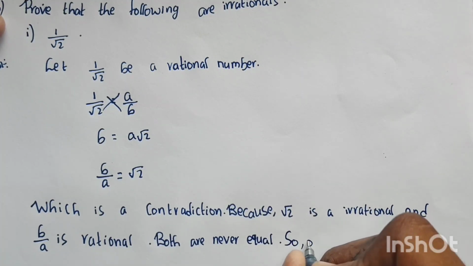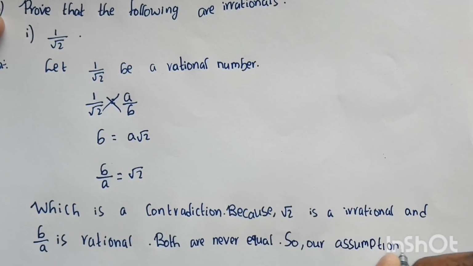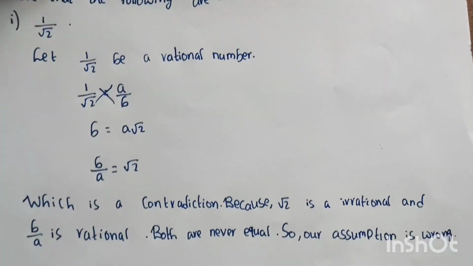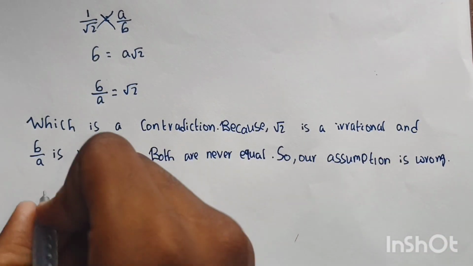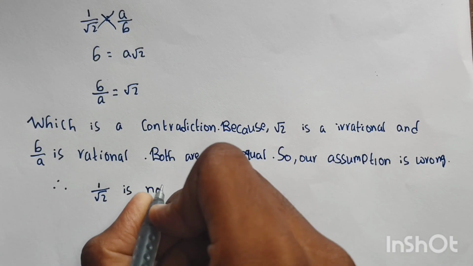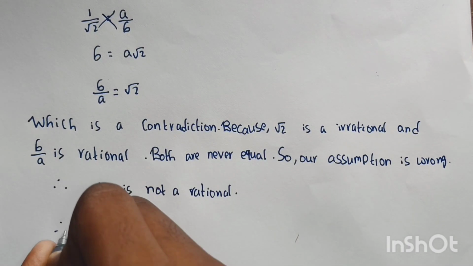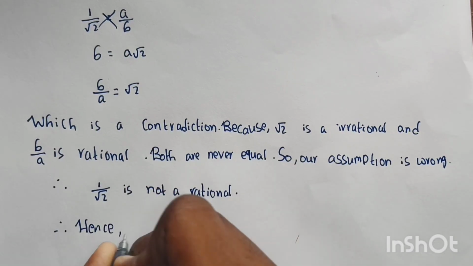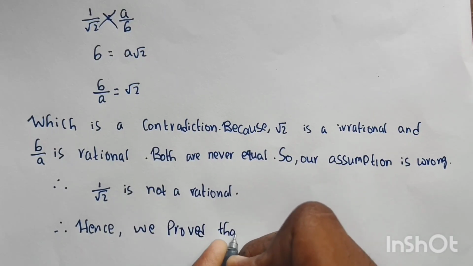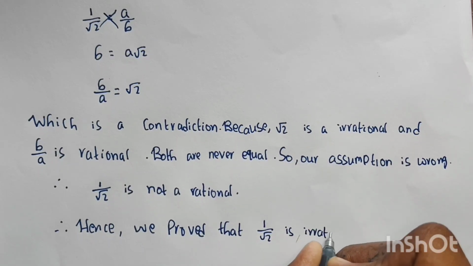So our assumption is wrong. Therefore 1/√2 is not a rational. Hence we proved that 1/√2 is irrational.